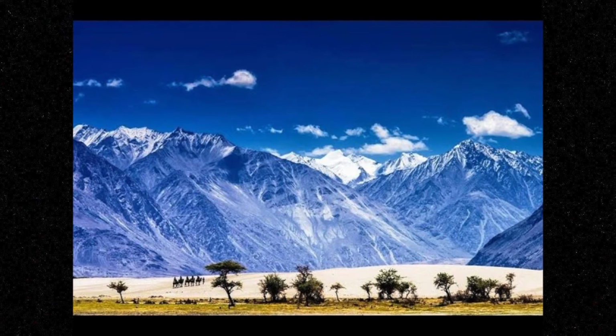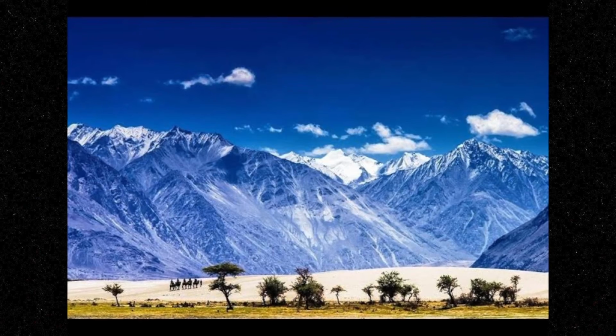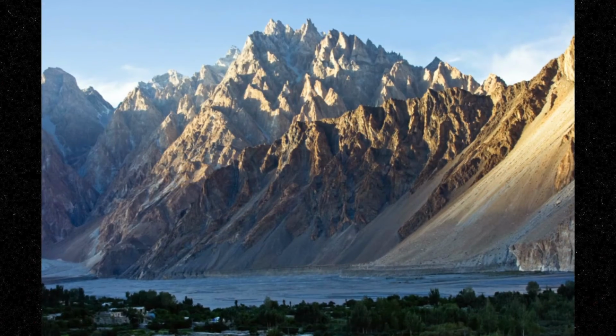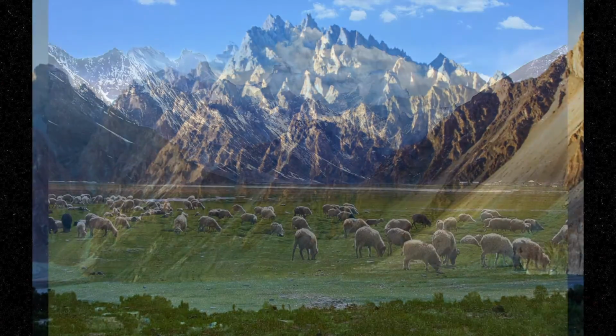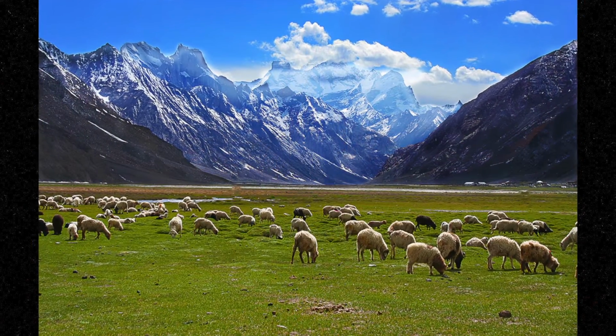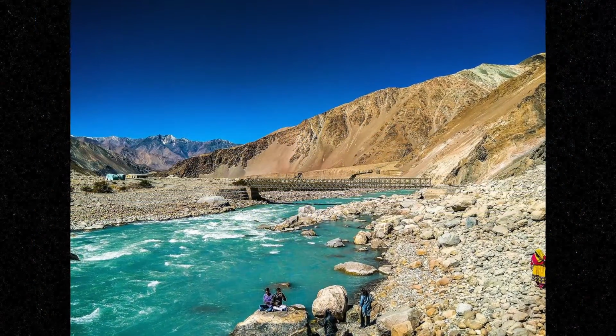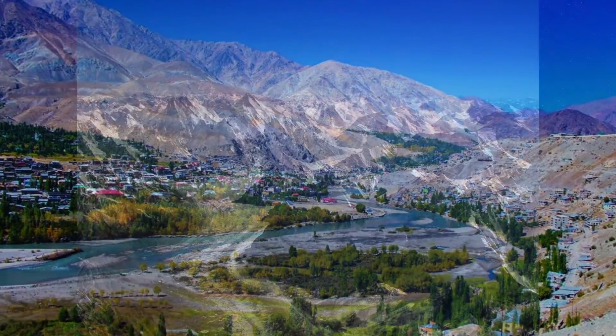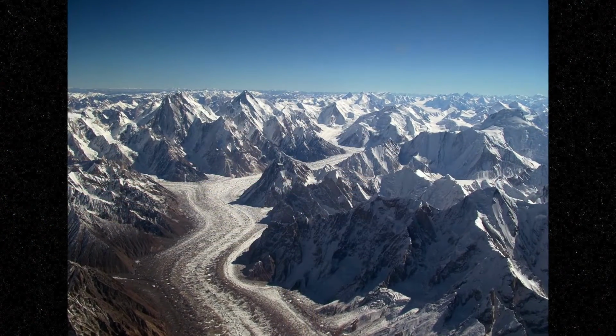Ladakh is the cold desert of India that lies in the Greater Himalaya on the eastern side of Jammu and Kashmir. It is bounded by the Karakoram range in the north and by the Zanskar mountains in the south. River Indus flows through Ladakh. The altitude varies from 3000 meters in Kargil to more than 8000 meters in Karakoram.